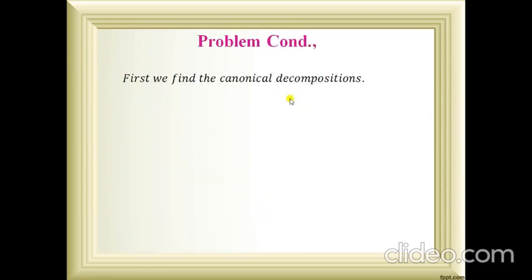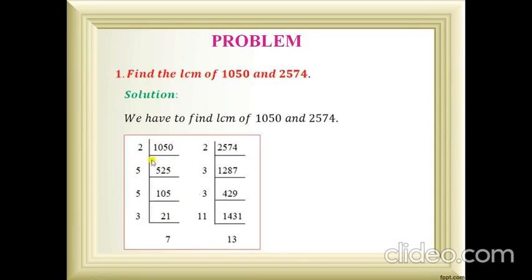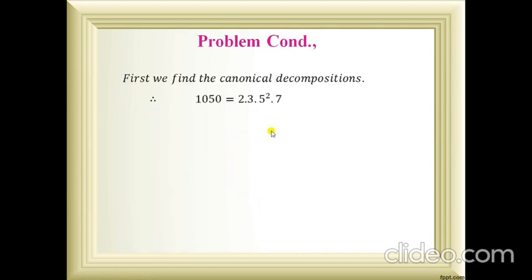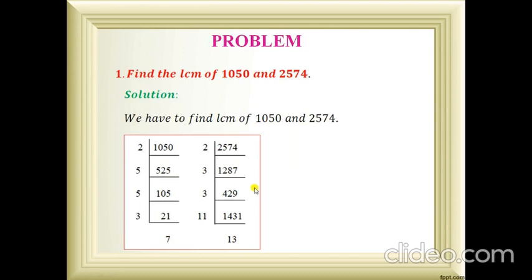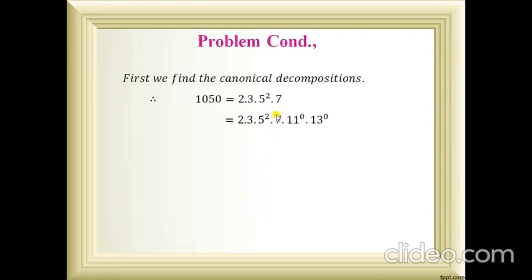So first we find the canonical decomposition of the given two numbers. For 1050, only one 2 is there, so 2 power 1, 3 power 1, 5 power 2, 7 power 1. For the second case, 2 power 1, 3 power 2, 11 power 1, 13 power 1. So this is for the second number. Here 2, 3, 5, 7 are there. Here 2, 3, 11, 13 are there.